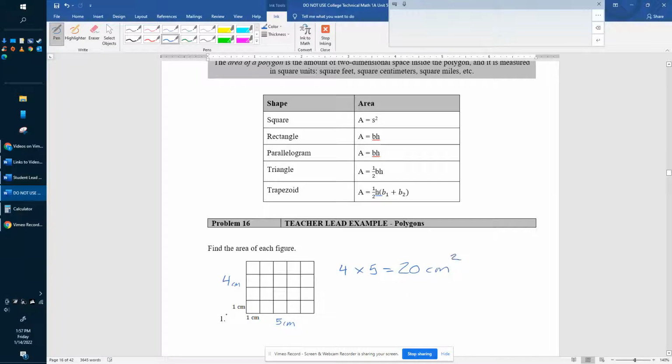squared. When we're talking about areas, our units are now going to become squared because this right here is 1 square centimeter. So how many square centimeters would there be if we counted them up? 1, 2, 3, 4, 5, 6, 7, 8, 9, 10, 11, 12, 13, 14, 15, 16, 17, 18, 19, 20 square centimeters. So we just proved that this is 20 square centimeters.